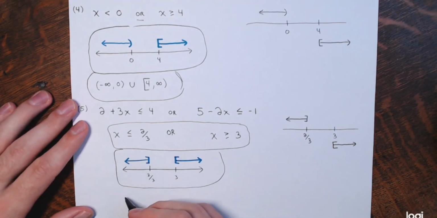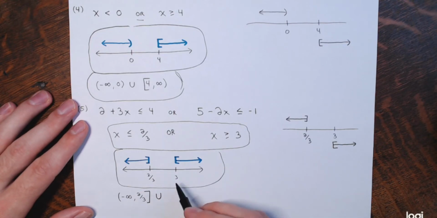First one's from negative infinity to positive 2/3, parentheses on the negative infinity, bracket on the 2/3. Then the union symbol, right, to indicate the gap, indicate the or, right? And then the second interval goes from 3 to positive infinity.